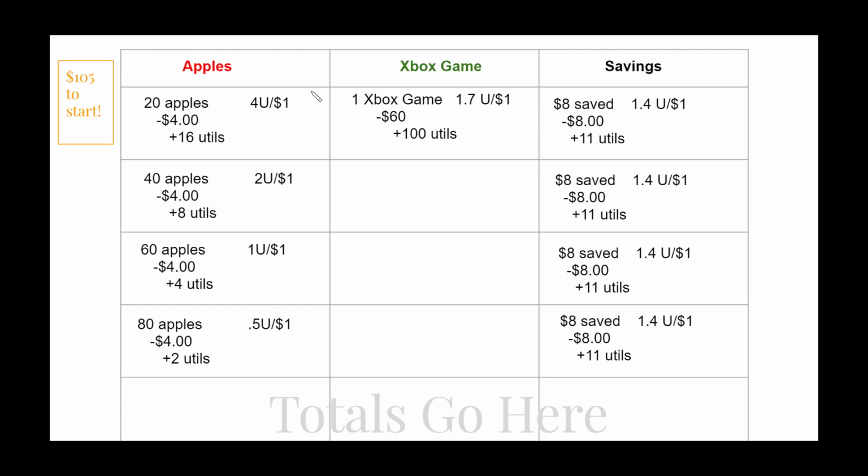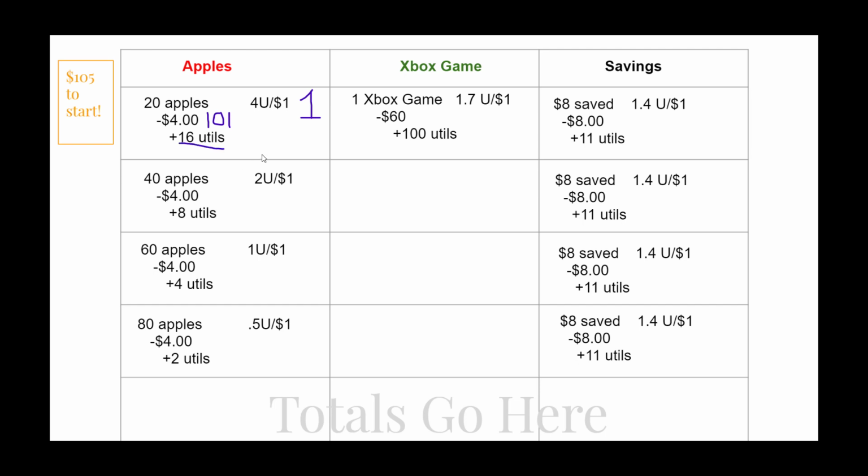So the first thing Anna's going to do is buy 20 apples with her $105. I am going to keep track of that first purchase by writing a 1 right here, and then I'm going to denote that it cost her $4, and so she has $101 left. It purchased her 16 units of happiness. I don't have to write that down because it's already here, so I'm just going to underline it.